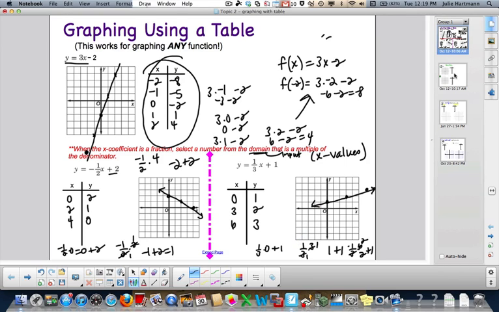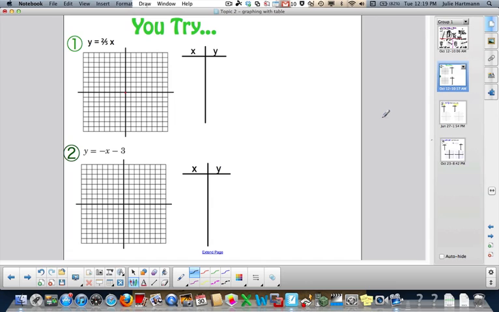So go ahead. The next slide is some you-tries. So try these with 2/5 x. Make sure your x values are multiples of 5. Okay, and then -x minus 3. Put in values for x and do your table and go ahead and graph it. And that's it.